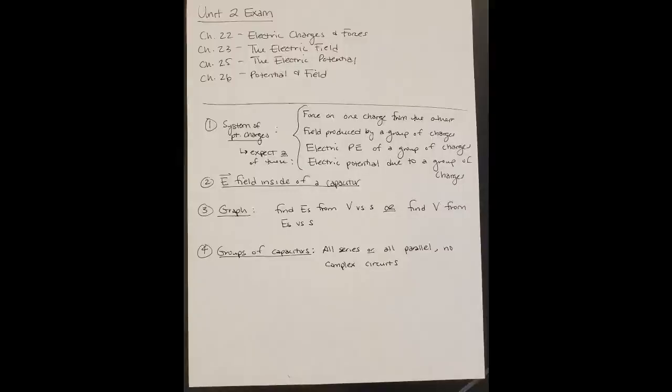Next, the electric field inside of a capacitor. We did a problem like this in, I believe, the second half of chapter 23's class notes. So that's a good one to review. I'm going to ask you about finding the electric field from a graph of potential versus position, or finding the potential from a graph of electric field versus position. So make sure that you review so you know which one of those two is the negative of the graph's derivative and which one is the negative of the graph's integral.